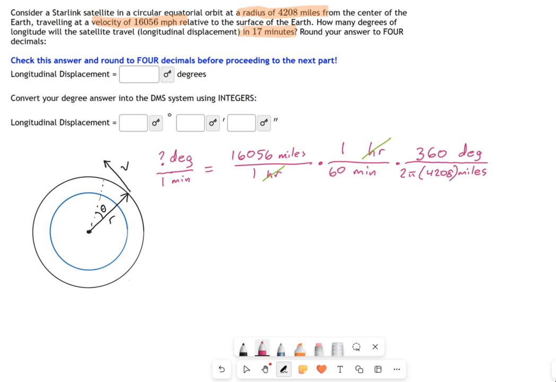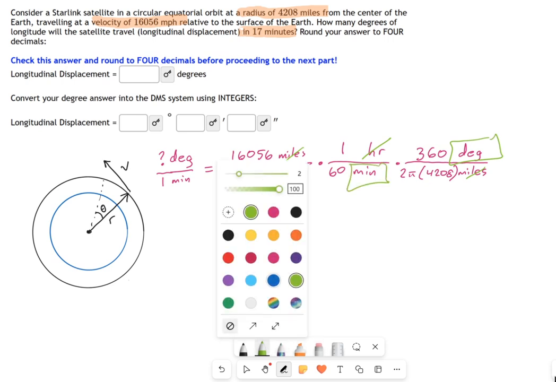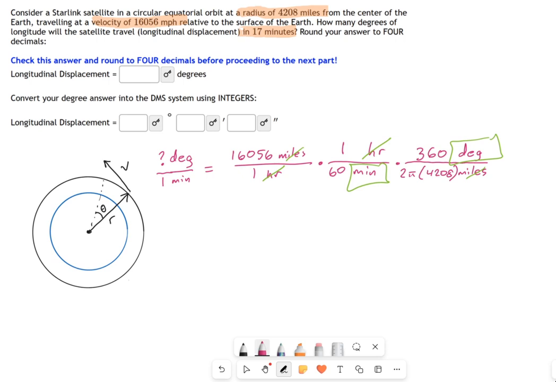So there we go. I've got my equation. Look what cancels out now. Miles cancel with miles over here, and all that's left is degrees on top and minutes on bottom, and that'll be our answer for the first part. Now, when you actually plug that into the calculator, you want to be careful to include lots of decimals on this problem. You get 3.64362 and some more digits after that, degrees per minute.